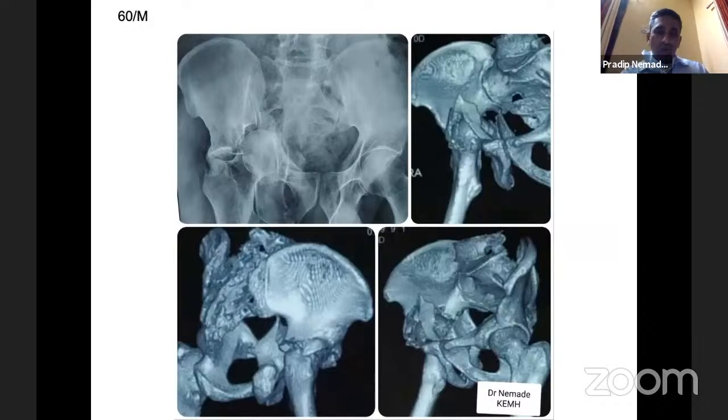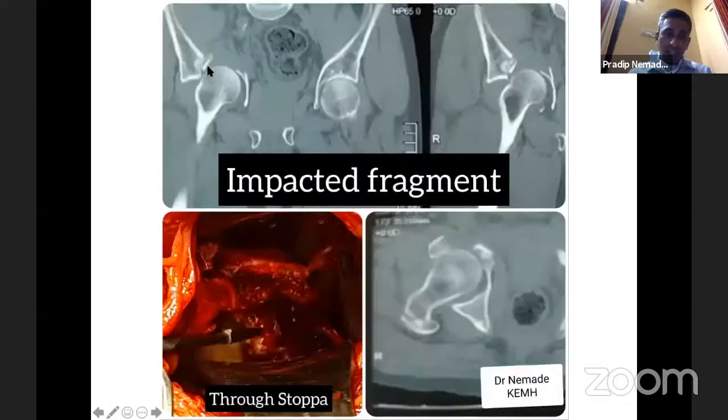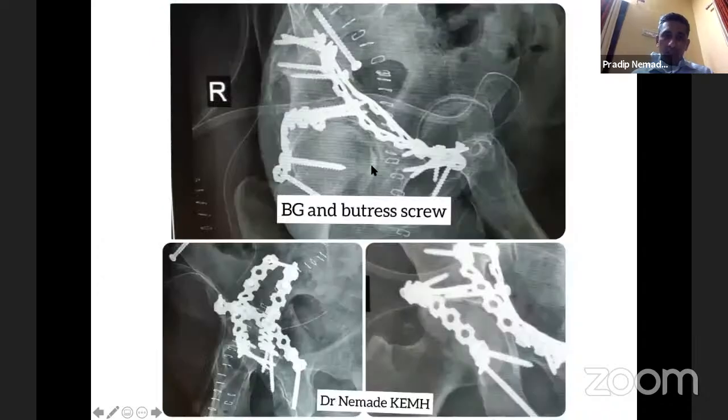Okay, so two or three quick cases. This was a case, a T kind of fracture with the impaction. We can typically see this is the fragment that has been tilted here. On CT again, we can see that this is the fragment. And through the Stoppa approach, again, we can see this fragment, which is there. So it can be reduced through the Stoppa approach. We can put some bone graft there. And the most important thing is your buttress screw. All these screws are going to go in a subchondral area, and that will support the fragment.